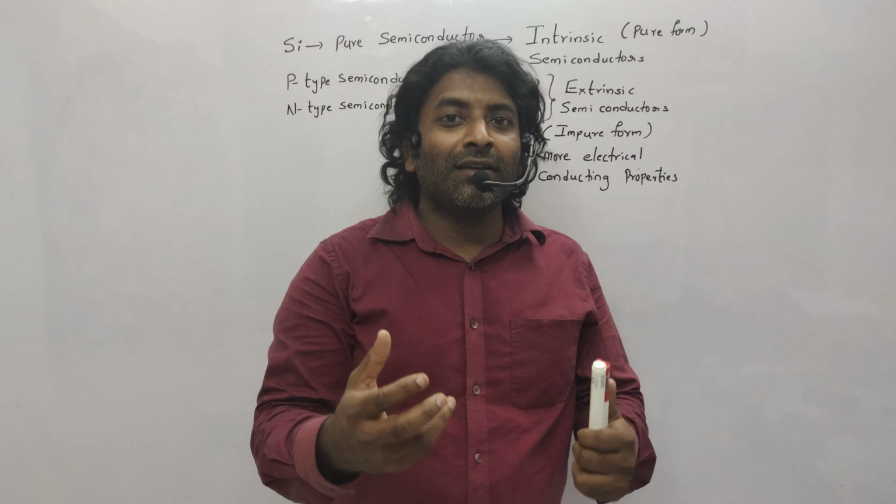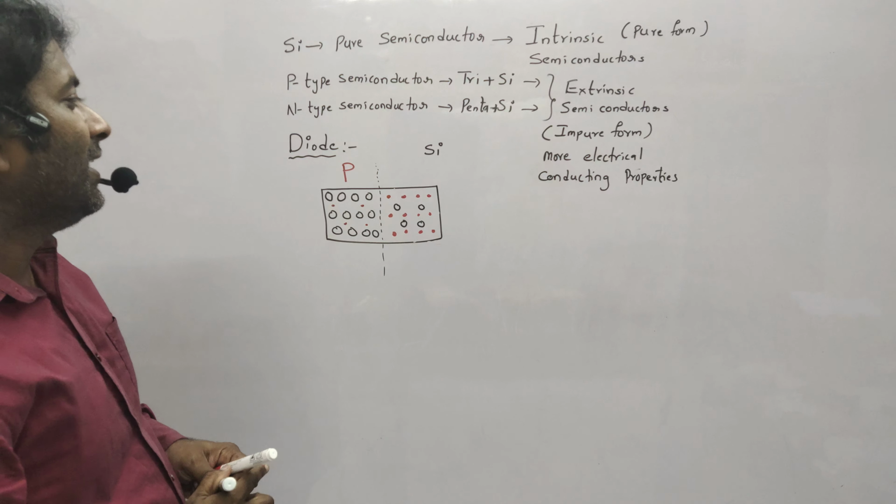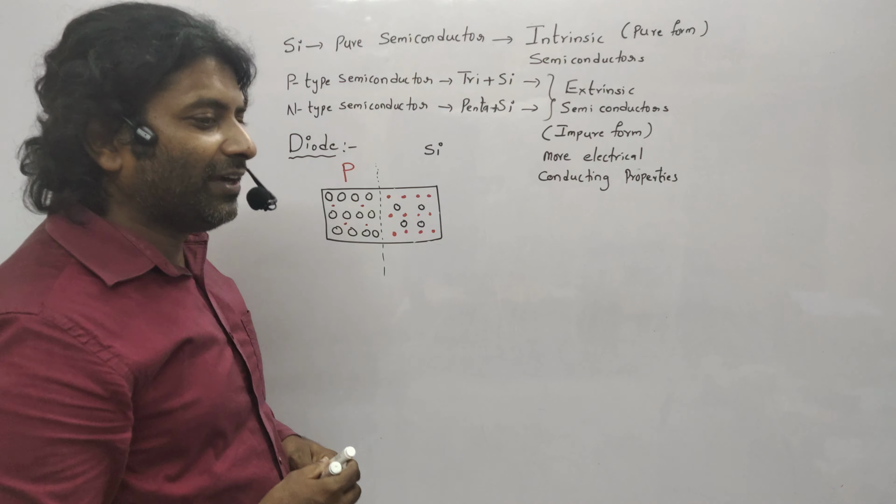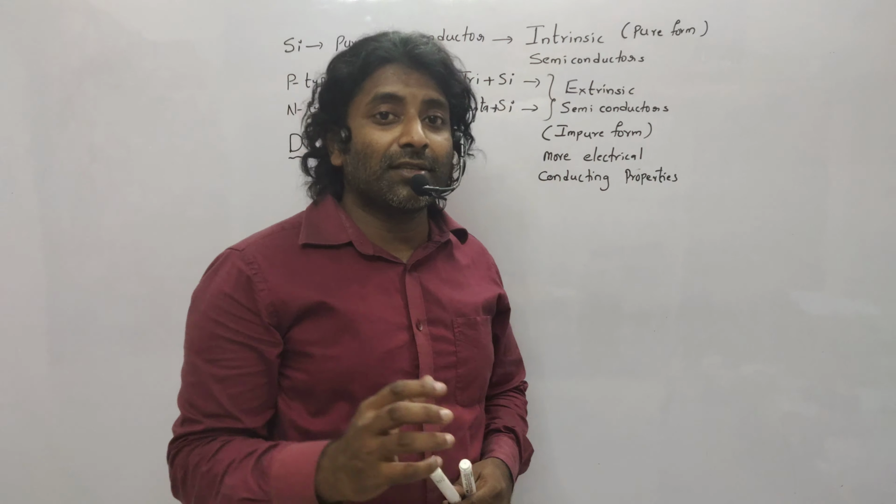If you send pentavalent atoms, the majority charge carriers are electrons, as we already understood in the previous sessions. Now, which are minority charge carriers? Holes are minority charge carriers. For a while, I am showing only 4 holes here, for understanding's sake. This is the story of a diode basically. In this manner, a diode is formed.